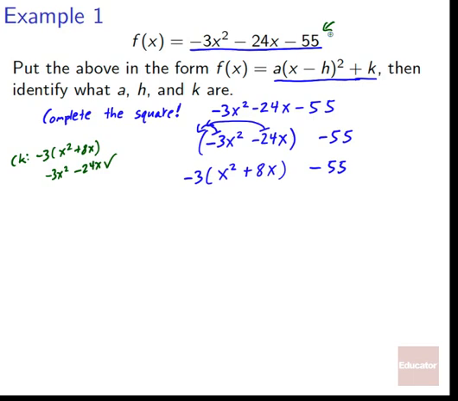Make sure that, if it's something really important, you're really checking and thinking about your work, because it's really easy to make mistakes, especially if it's new to you. All right, so negative 3 times quantity x squared plus 8x. So how do we get this to collapse into a square? How do we get this to actually pull into a square?